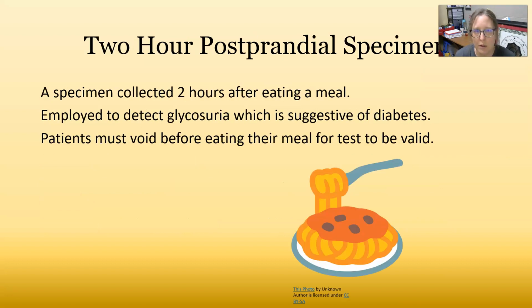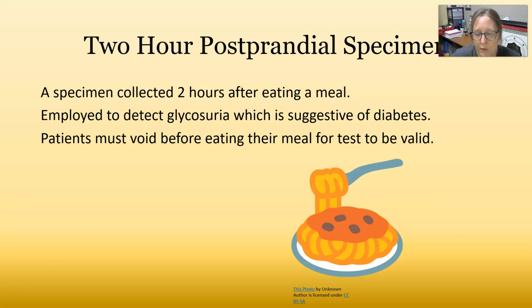The 2-hour postprandial specimen. It's a specimen that's collected 2 hours after eating a meal, and so this could be used to detect glycosuria, so urine glucose, and that could be suggestive of diabetes. So if 2 hours after a person has eaten, their sugar in the urine is still elevated, that could indicate the person doesn't metabolize those carbohydrates right and has diabetes.